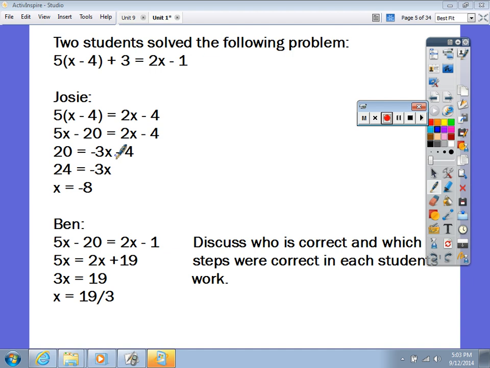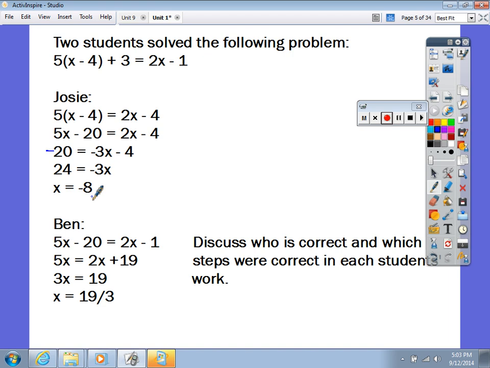Josie's mistake came, and I hope you can see it, from a typical mistake that I, as an algebra teacher, see a lot. When you go to rewrite, a lot of students forget to bring down this negative sign. That's where Josie's mistake was. And if she would have worked the problem correctly, if she would have had that negative 20, she would have gotten the answer right. Okay, let's go ahead and look at Ben's problem.